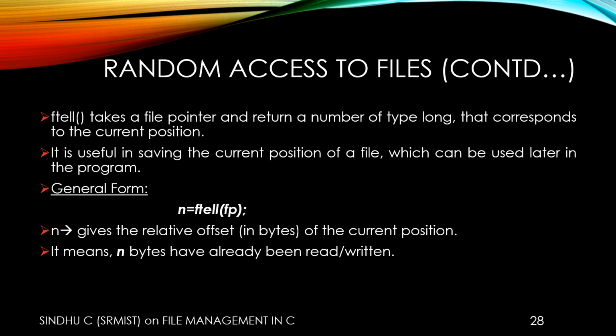ftell is a function which takes a file pointer and returns a number of type long that corresponds to the current position. It is useful in saving the current position of a file, which can be used later in the program. Here you have the general form: n = ftell(fp), where fp is the file pointer variable. Here n gives the relative offset in bytes of the current position. This means n bytes have already been read or written.